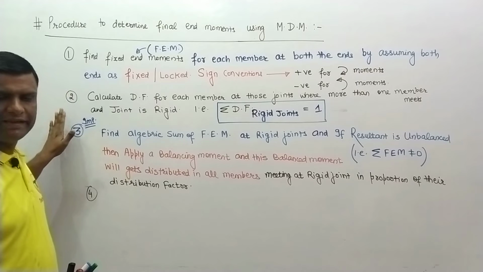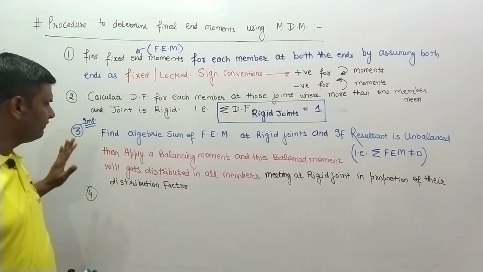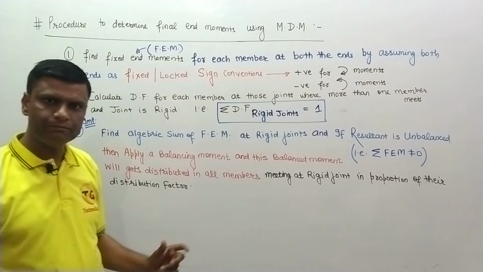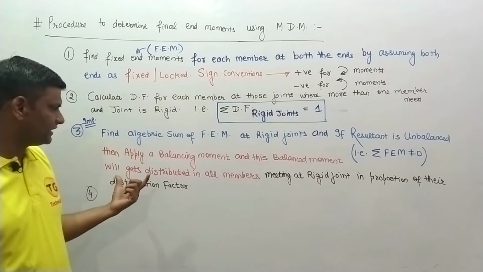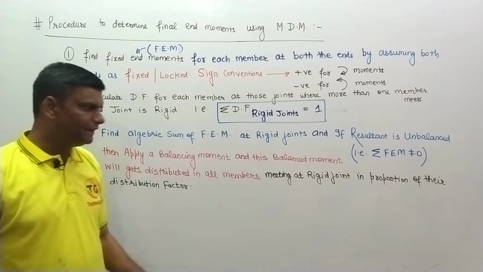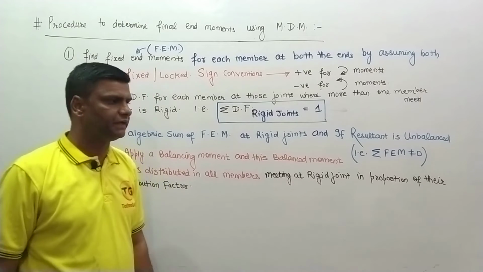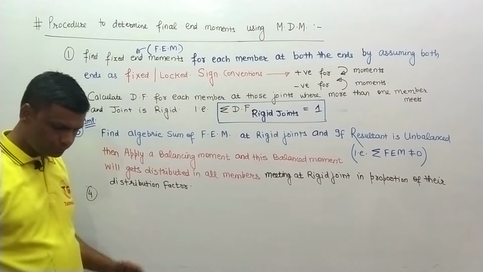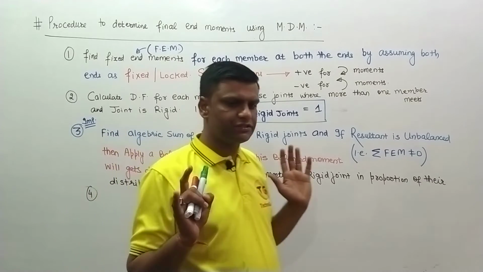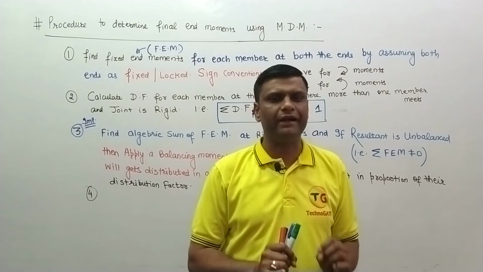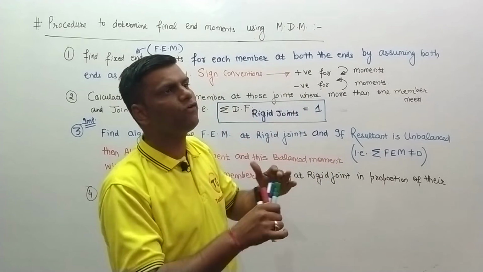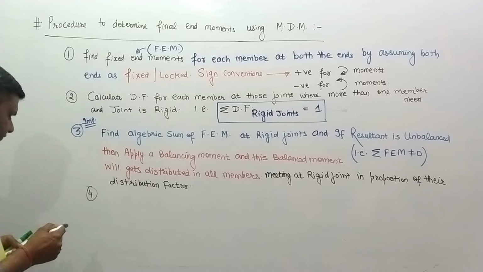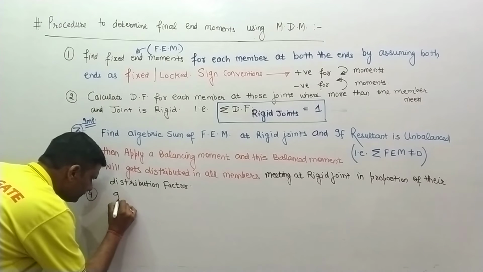initially we have to calculate the fixed end moment, then we have to calculate the distribution factor, then we have to calculate the unbalanced moment, and we have to apply a balancing moment. This balanced moment will get distributed in all the members meeting at that rigid joint in the proportion of their distribution factors. Now, if the far end is fixed, the carryover moment will be half of the balancing moment.